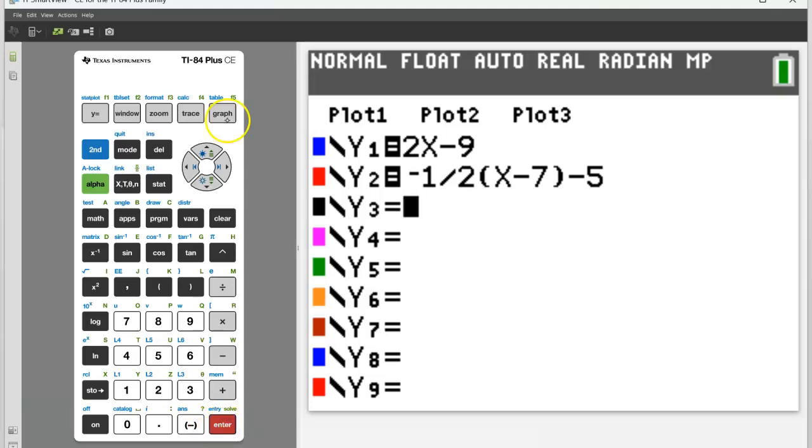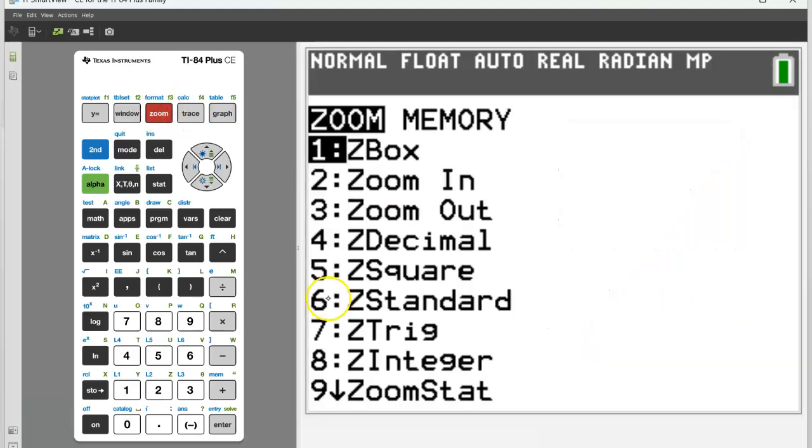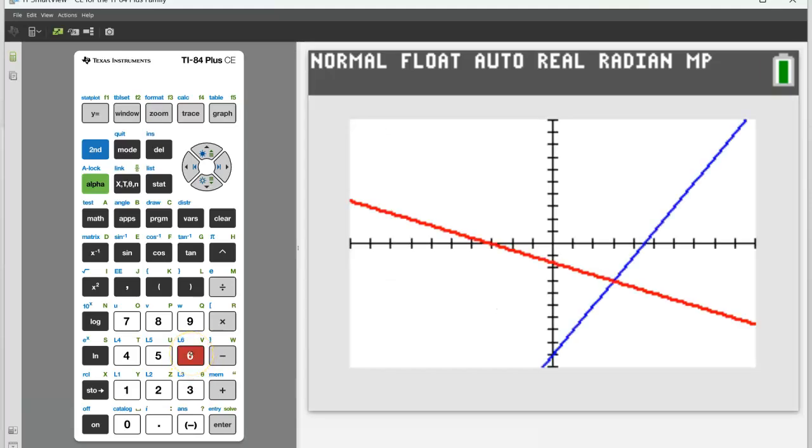All right. And when you go to hit graph, if you're not seeing this screen right here, you may have made it a different size. You can always get back to a 10 by 10 screen. Do you see where the zoom button is, top middle? Hit zoom. Standard is number 6. So if you hit zoom and then hit 6, it will take you back to the screen so that we're all looking at the same thing.